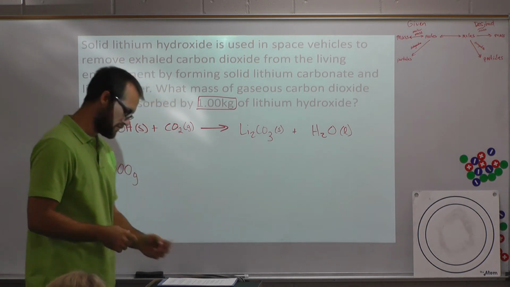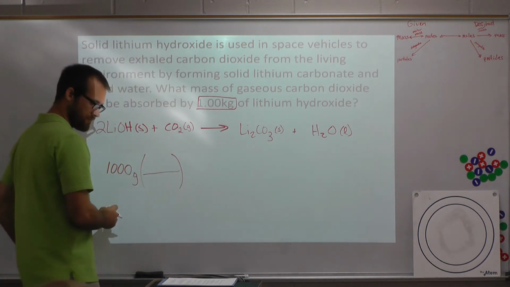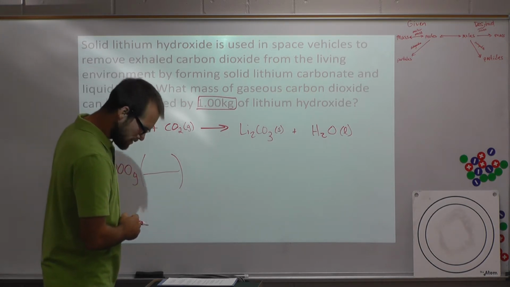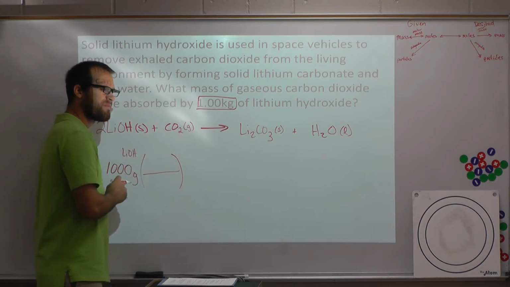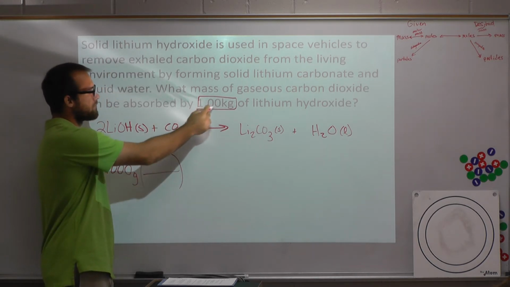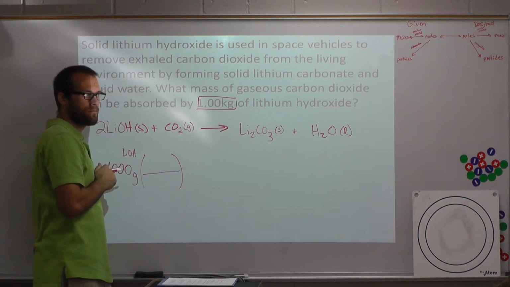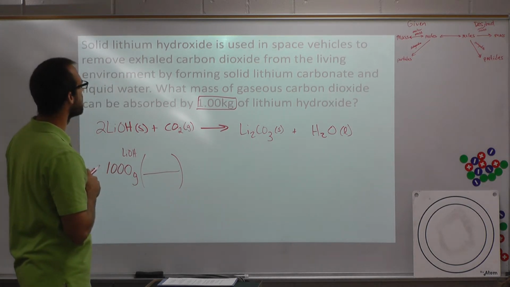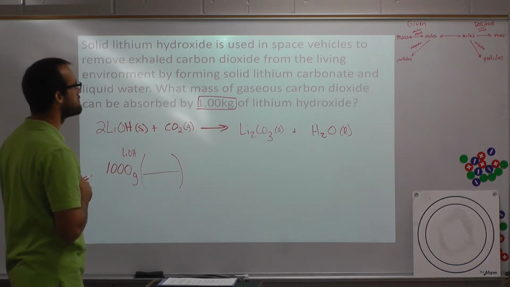Okay. What did you do? 1,000 grams of CO2. Well, is it CO2? Wait, carbon dioxide. Sodium hydroxide. That might change your answer. I thought it was acid. Oh, so you're solving for carbon dioxide? Yeah. What mass of carbon dioxide can be absorbed?